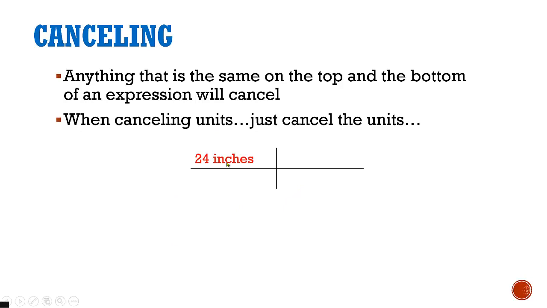Let's say I have 24 inches and I want to change this to feet. Well, what factor do we know about feet and inches? We know that 1 foot is equal to 12 inches. But I want to go to feet, so I want to get rid of inches. So I'm going to put my 12 inches on the bottom and my 1 foot on top. This is my equivalency, my conversion factor. Now, whatever is on top and bottom can cancel each other out. So in this case, my inches are going to cancel each other out.